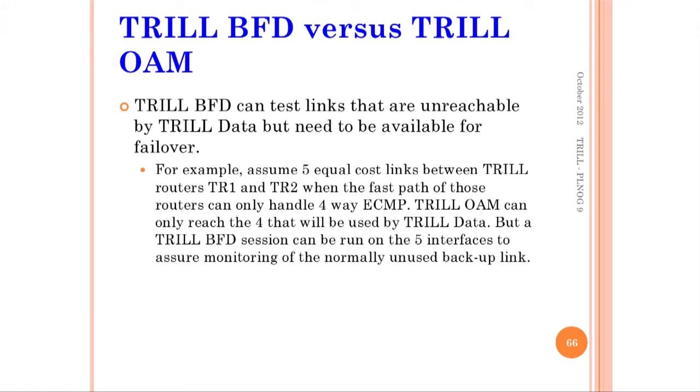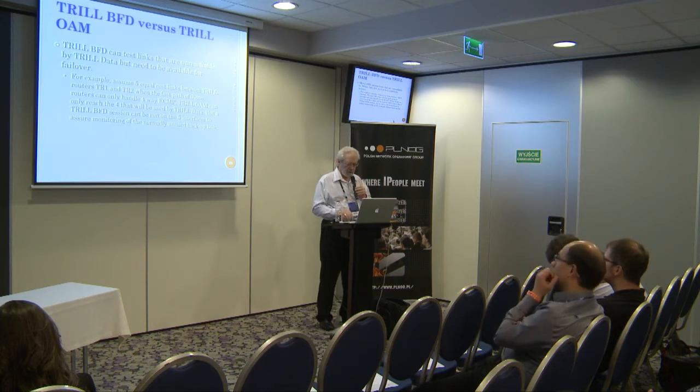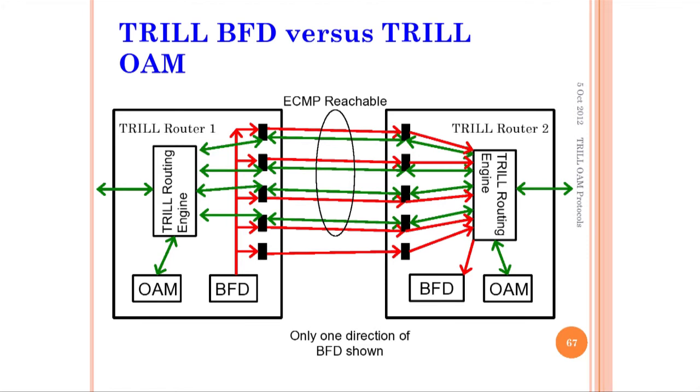Let's say you have 5 equal cost links between adjacent RBridges, and you've chosen not to use link aggregation or whatever the case is, between TR1 and TR2, Trill router 1 and 2, but the logic in TR1 can only handle 4-way ECMP in hardware. So there might be a 5th link that no data frame is going to get sent over except in case of failover, but you want to monitor it and be sure it's up so that it will be available for failover. So you can have a thing like this where the OAM stuff, as I'm calling it here, is handled via the normal Trill routing engines.